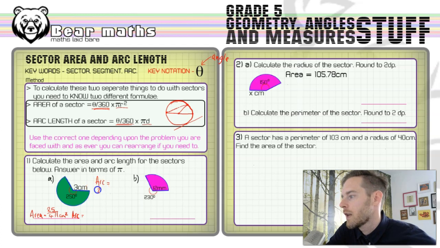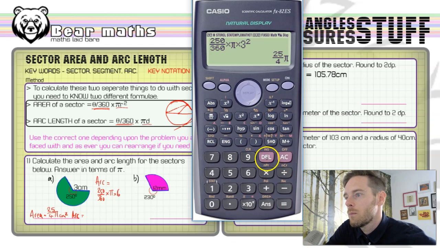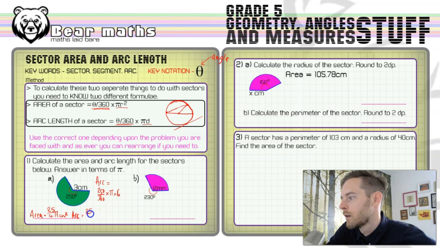For this one, the arc length, again, is 250 out of 360, because that's the angle at the center of the sector, multiplied by pi, multiplied by diameter. Diameter is 2 lots of the radius, so that's 6. Okay, and then that's a nice easy one to do as well. So I could literally just go in and change that to a 6. All right, 25/6 of pi, and that is in centimeters because it's a length and not an area. All right. Now that's A done in terms of pi.